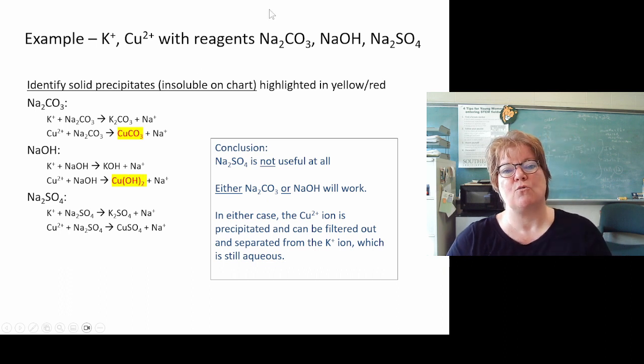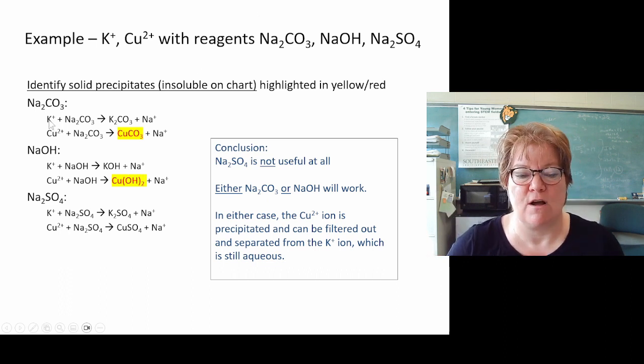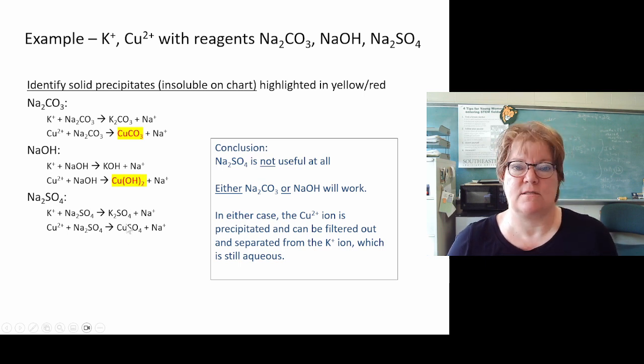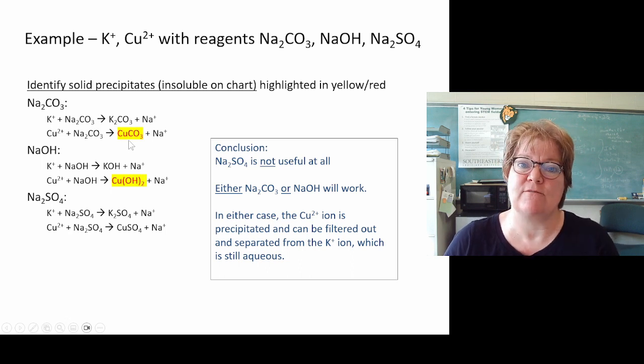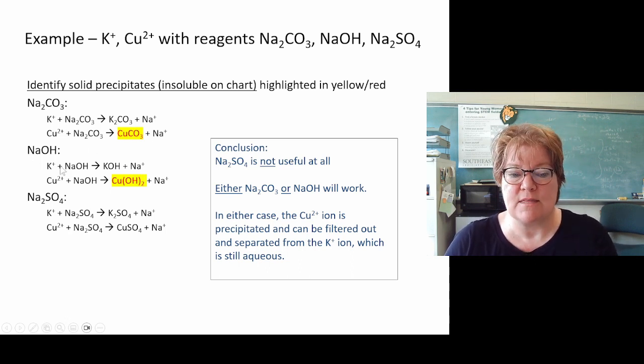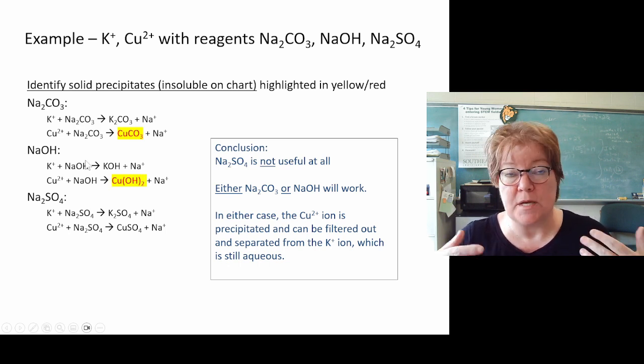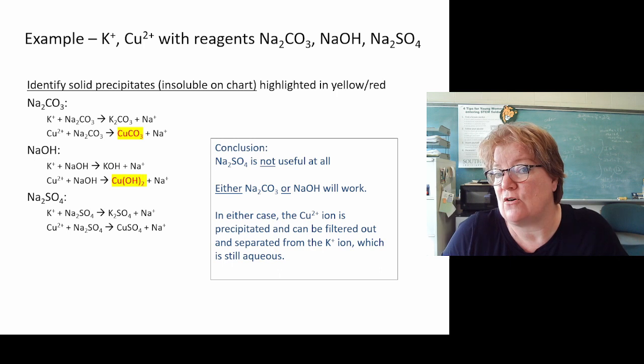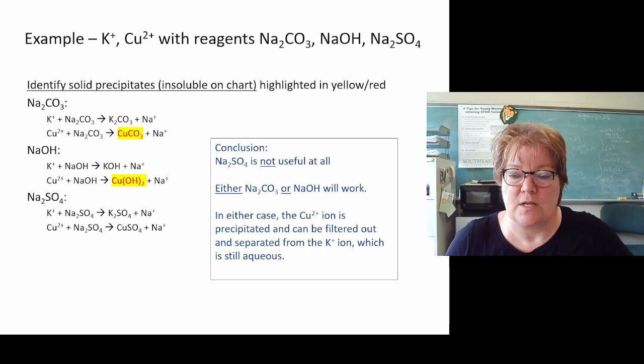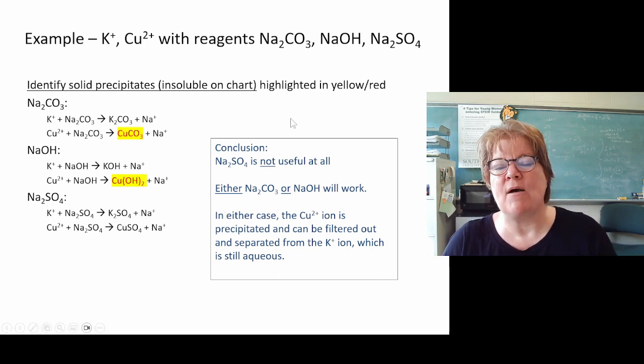So now I'm going to look reagent by reagent. First off, I see sodium sulfate. There are no precipitates. It's useless. Sodium sulfate is not going to be useful with these ions at all. Then I look at the other two. Okay, in sodium carbonate, I have two ions, only one precipitates. That would effectively precipitate out copper. Same thing with NaOH. In this particular case, either one would work. So you pick one and you move forward. I could have designed it with either one.